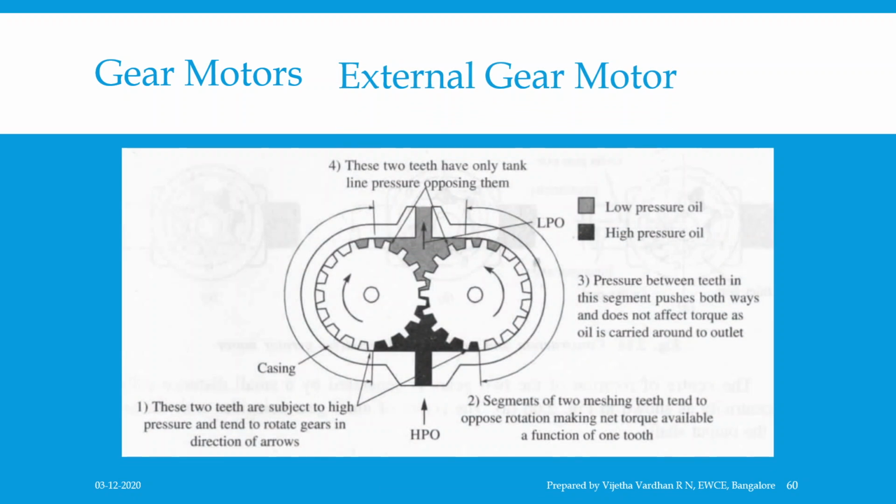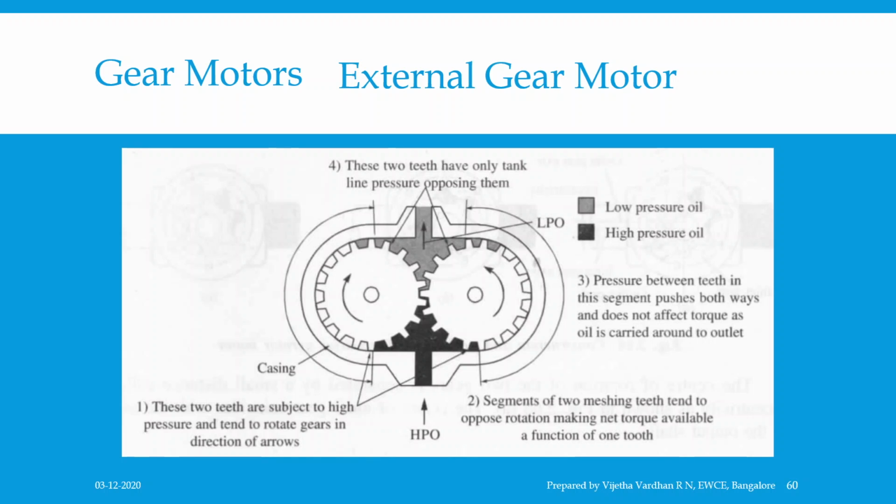There are two types of gear motors. Based on the method of meshing, they are classified as external gear motors and internal gear motors. Let us discuss the concept of the external gear motor. An external gear motor consists of a pair of gears of the same size with teeth meshing externally, which you can see in the figure. The gears are enclosed in a housing and are driven by oil pressure. One of the gears will be connected to an output shaft and the other is an idler.